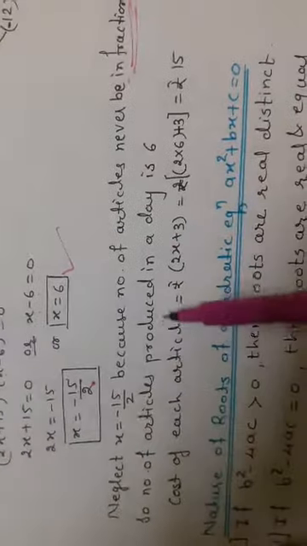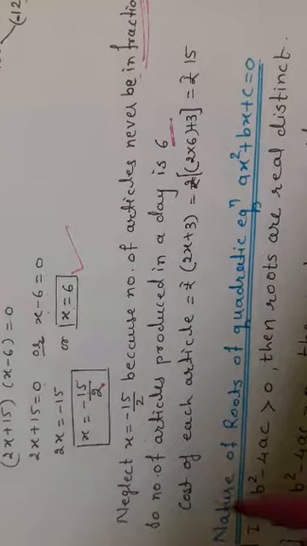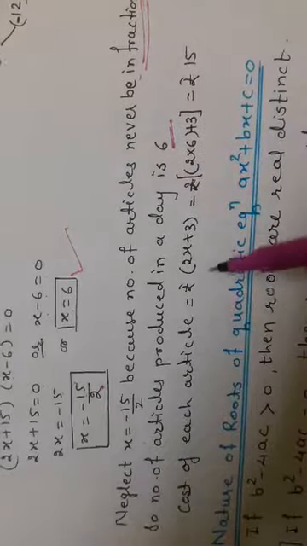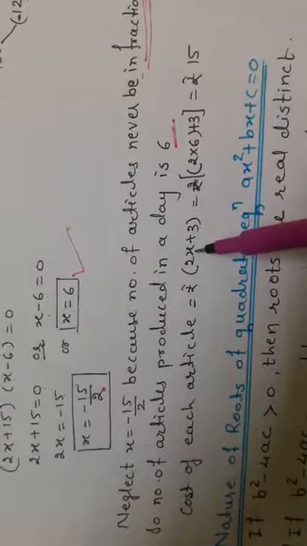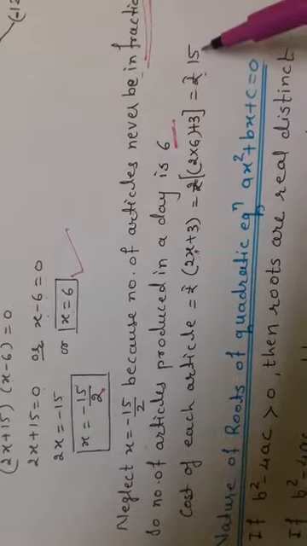So the number of articles produced in a day is 6. But they had asked again what is the cost of each article, which is nothing but 2x plus 3. Here we have to substitute the value of x. So 2 into 6 plus 3 means rupees 15.